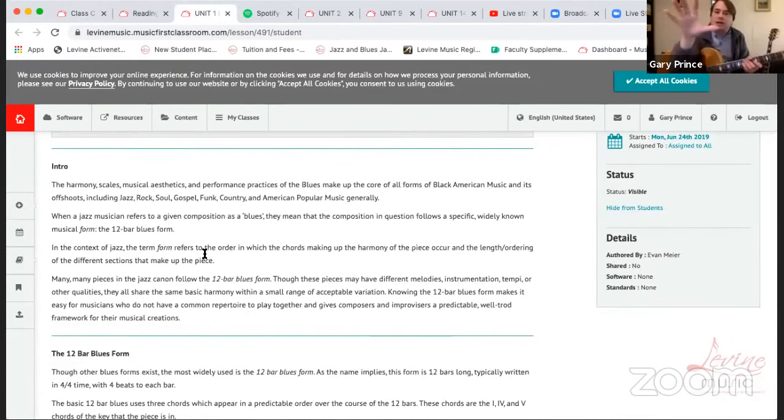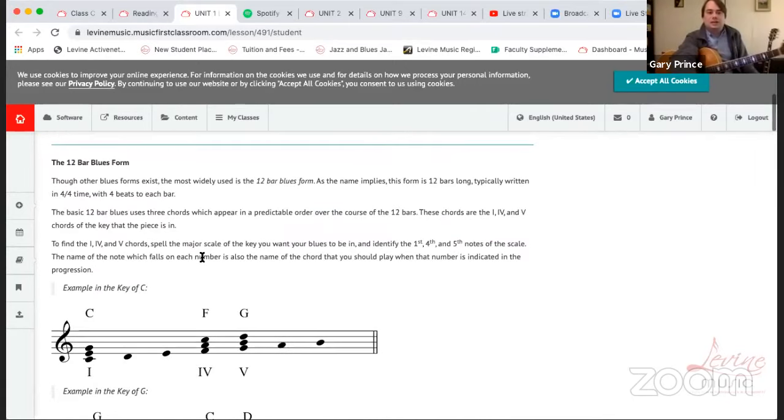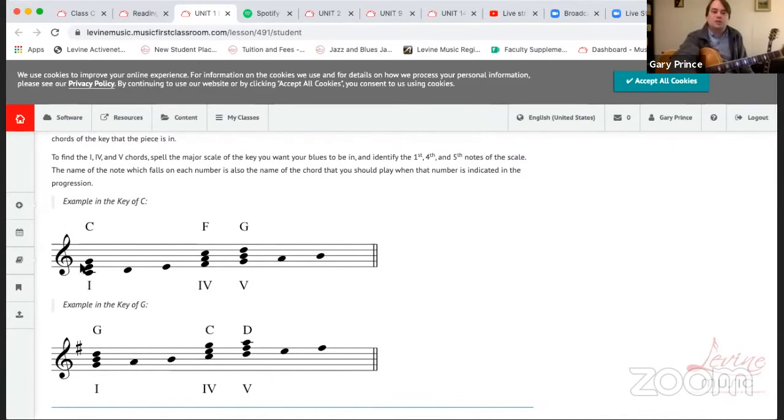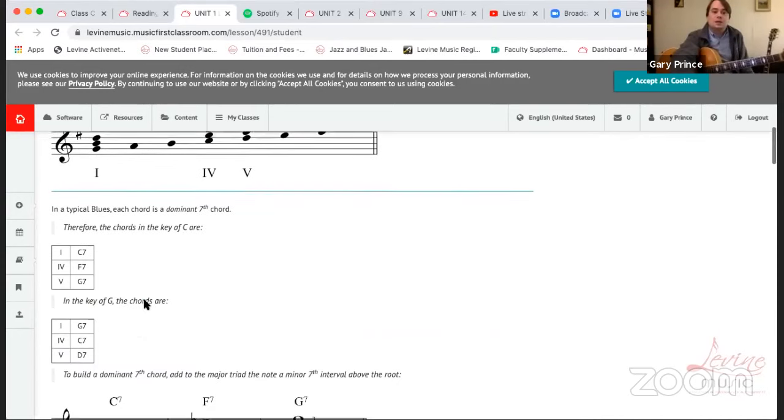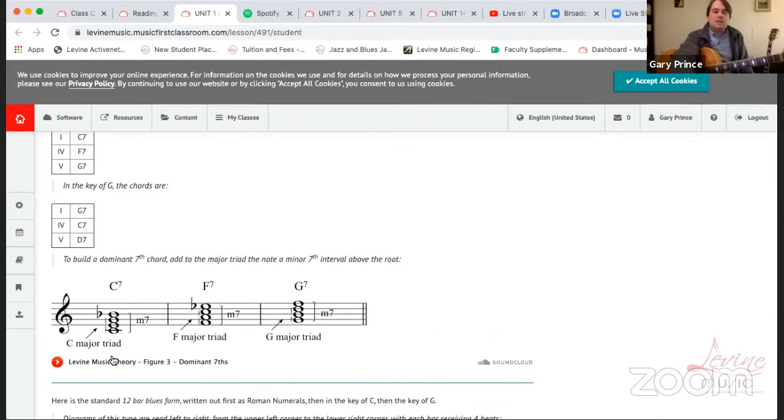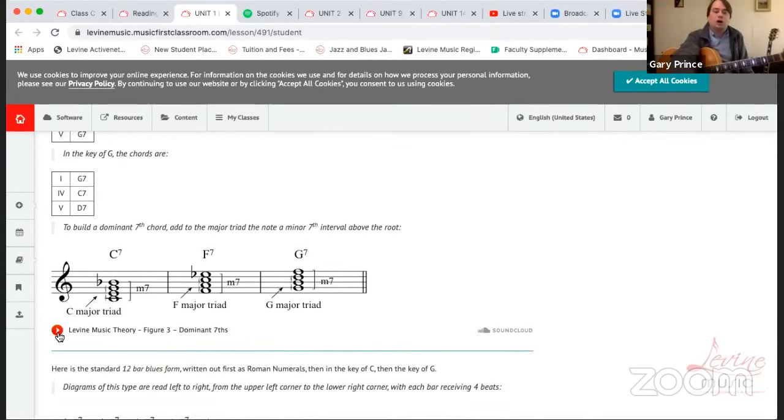And then we have a lot of text. So in some ways, it's similar to a textbook in that way. And then we have a lot of notation examples. So this is about identifying the 3 chords that are most common in the blues in different keys. And then kind of throughout, we have audio examples. Some of these were created in MIDI. Some of them were created by me or my colleagues either at the piano or at the guitar.